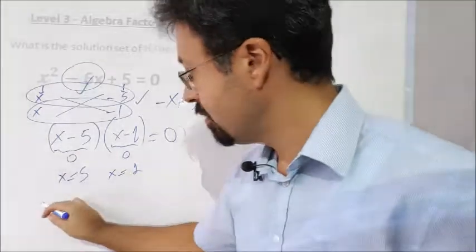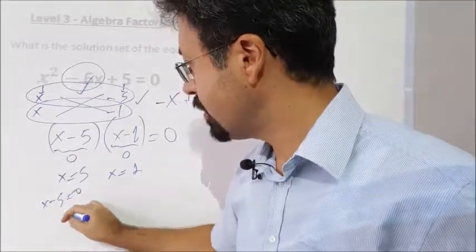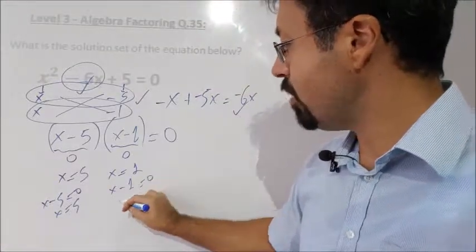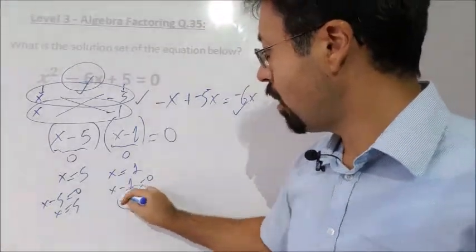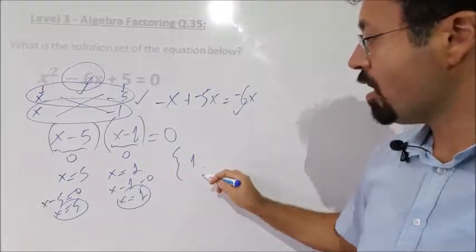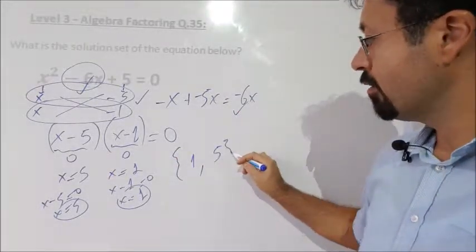How do we find it? X minus 5 is 0, so x is 5. X minus 1 is 0, x is 1. Okay? So our solution set is 1 or 5.